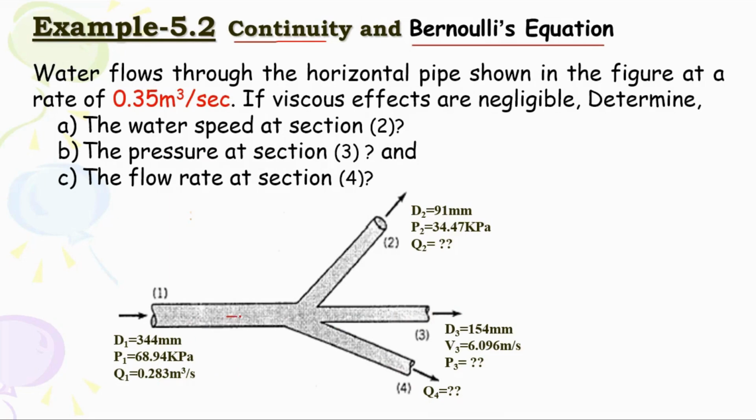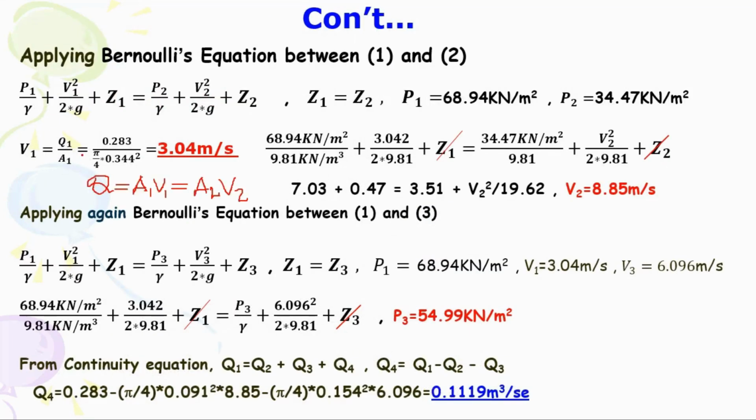So total discharge, which is coming here, total Q is divided into Q1, Q2, Q3, Q4. So you have total discharge here. So total discharge will be the summation of all branched pipes. So you can find based on this concept. So first you have discharge in section 1, which is Q1 over A1. Then you can find 3.04 meter per second.